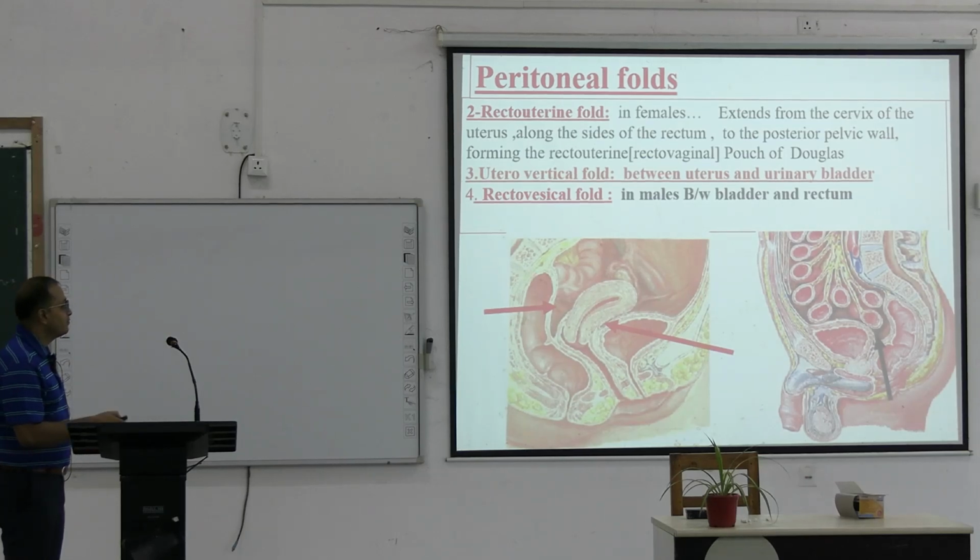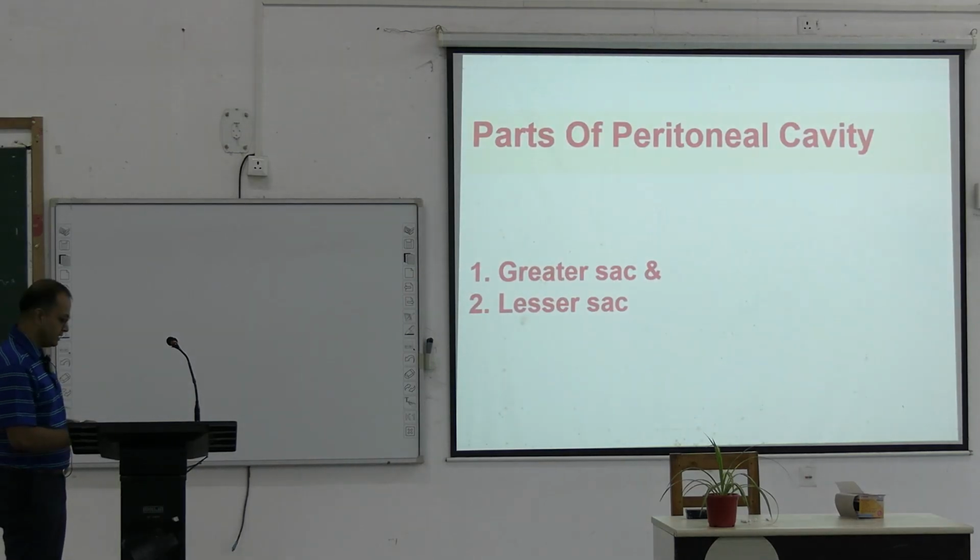Now, other than this, in case of the male subjects, we have only one space, which exists between the rectum and the vesicle. We call it the rectovesical fold, which is present in this region. So, in the pelvis, we have these spaces whose clinical significance you have to understand.